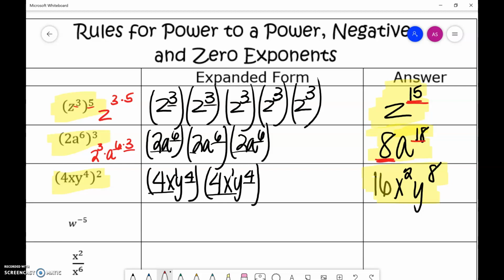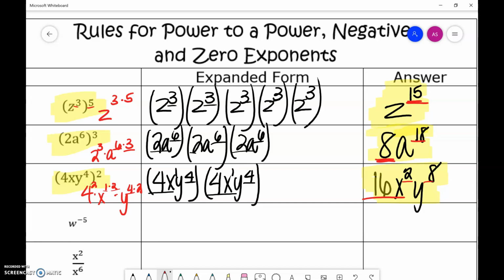Then here, I'm doing that same thing. So I have 4 to the 2nd power. Remember, x is to the 1st power times 2. Then I have y to the 4th power times 2. So 4 to the 2nd power, 4 times 4 is 16. I have 1 times 2 is 2. And I have 4 times 2 is 8.